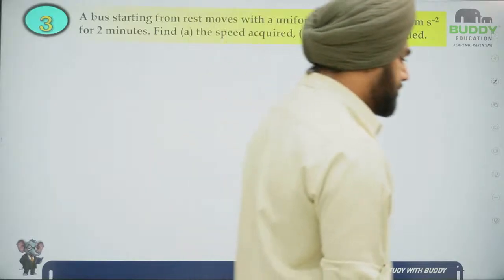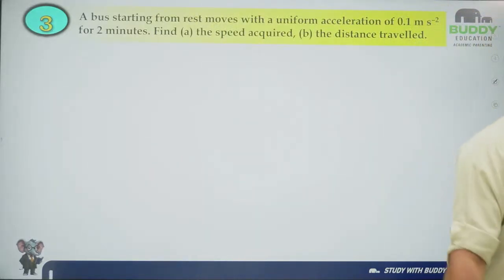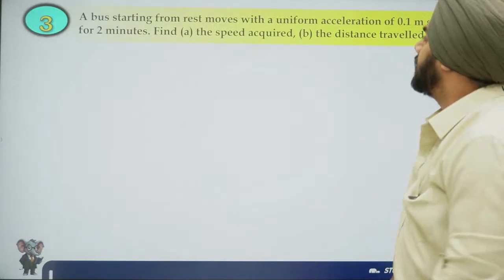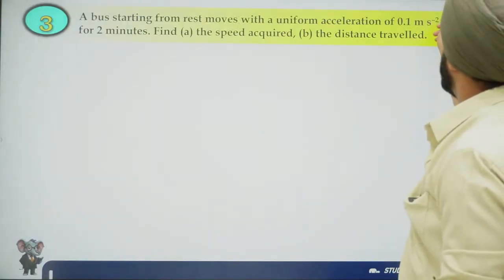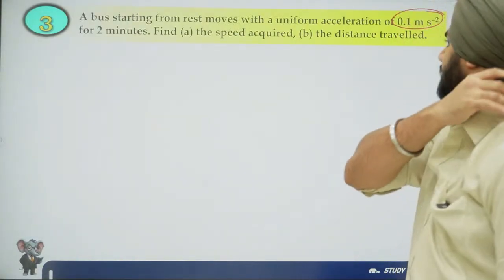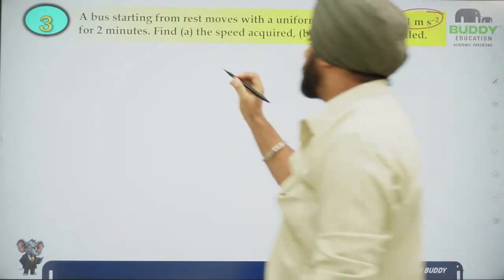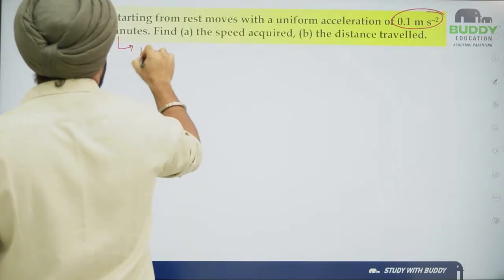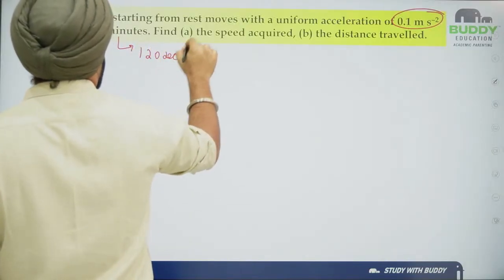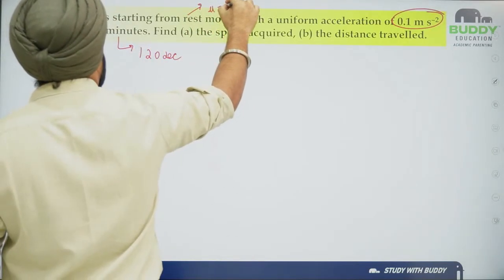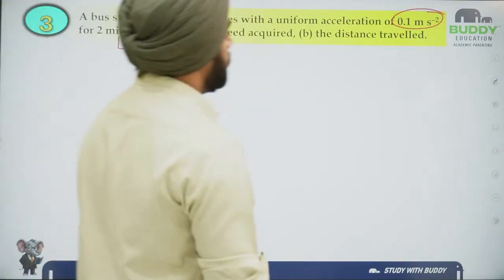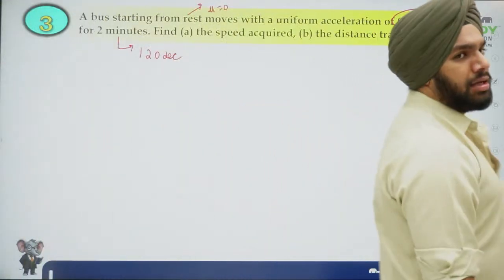Coming to the next question. A bus starting from rest moves with a uniform acceleration. So here acceleration is given 0.1 meter per second square for 2 minutes. Let's convert this 2 minutes into seconds, that is 120 seconds. It is starting from rest, so here initial velocity is 0. You need to find out the speed acquired and the distance traveled.